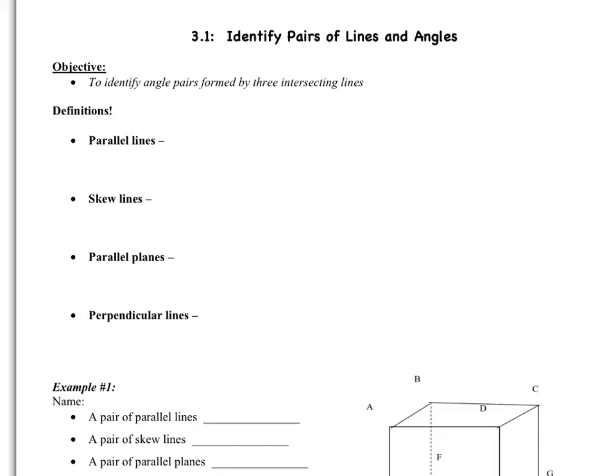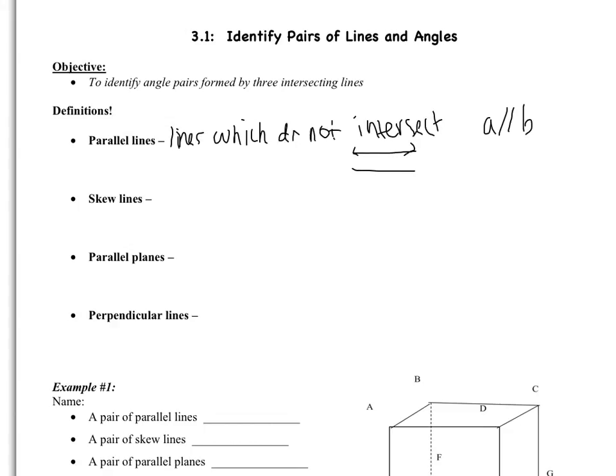So today, because it's the start of a chapter, is going to be a whole lot of definitions. So of course we're going to start out with definitions. Parallel lines are lines which do not intersect. Okay, and the way that you show that two lines are parallel would be A parallel to B. And remember, parallel lines look like this, so they're not going to intersect. The way that you show that they're parallel is by the little arrows.